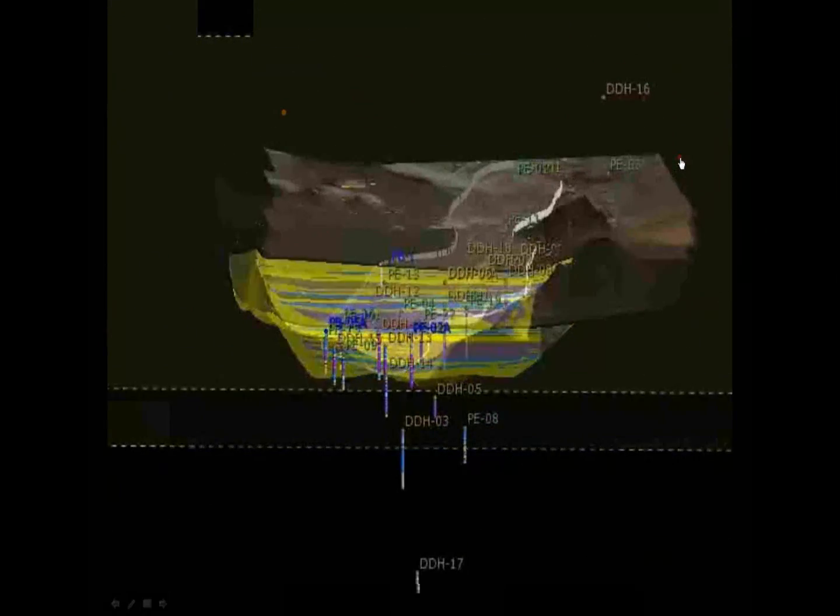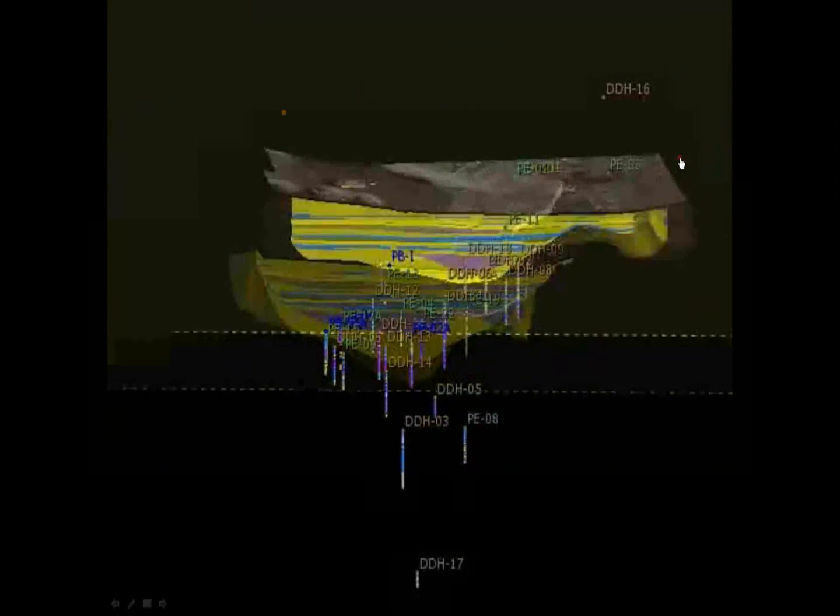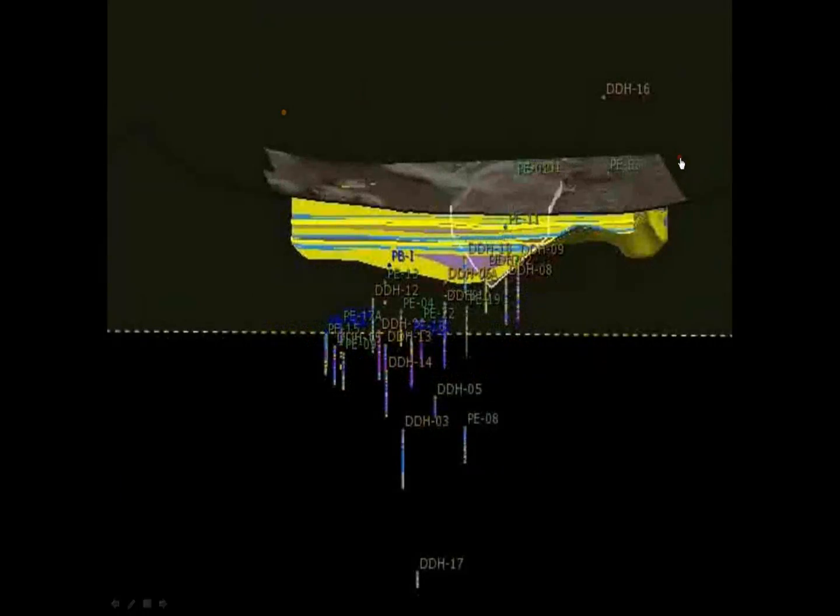As the video rotates around, you can see the model. Towards the end of this animation, you'll see a brightly colored lens.